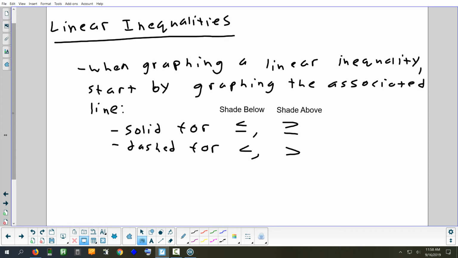Then, once you draw your line, you either shade below or shade above. Okay? Shade below for these 2. Less than or equal to, I think less than, I think under. Greater than or equal to, shade above.